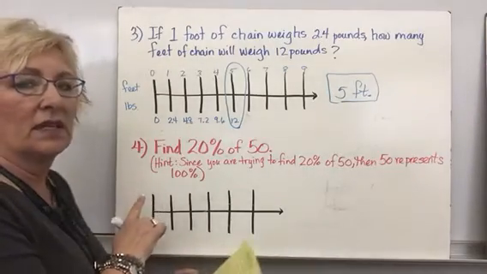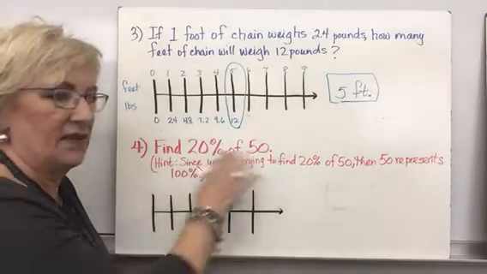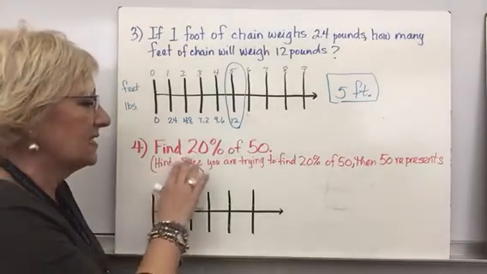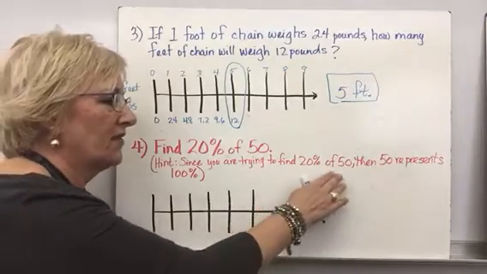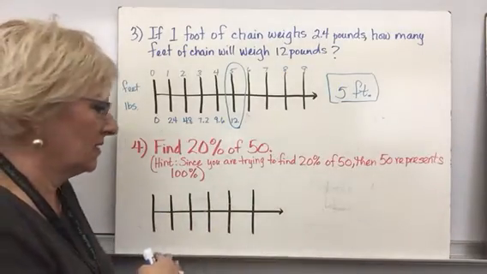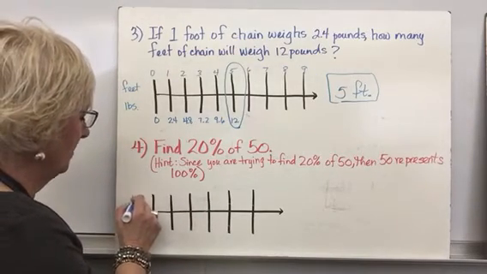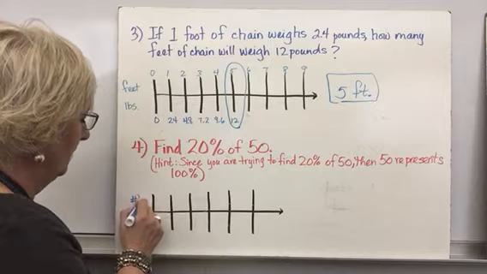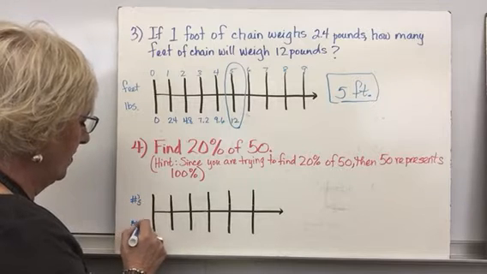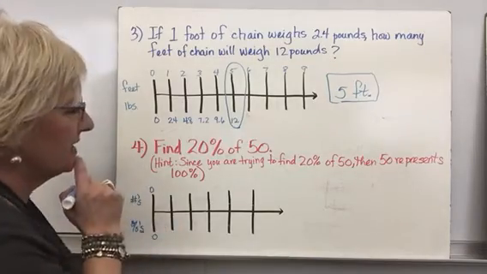Now these are going to be a little bit different, and this has a hint to it. It says find 20% of 50. Now, hint, since you are trying to find 20% of 50, then 50 is going to represent 100%. So we're going to come over here and put numbers and percents down here at the bottom, okay? We're going to start with 0. All right, now let's think about it.